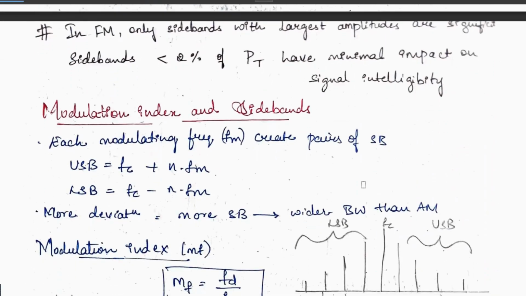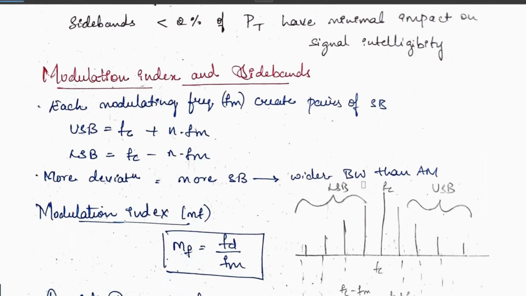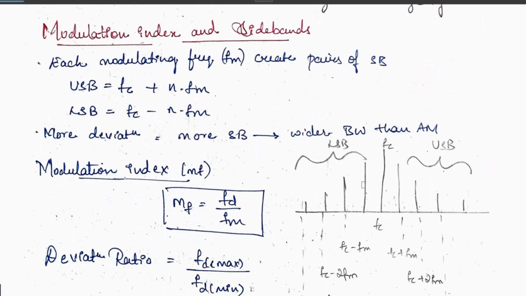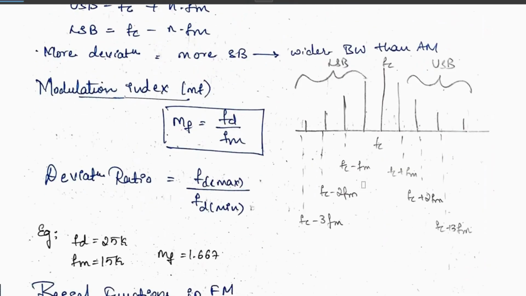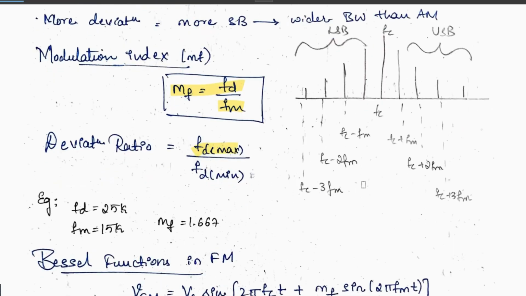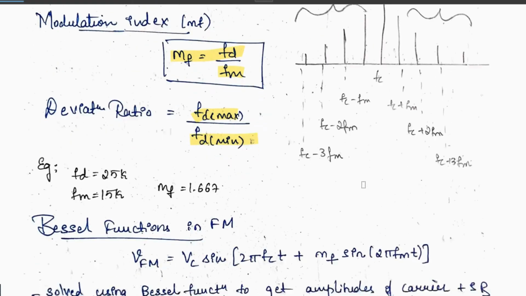Next is the modulation index and the sidebands. Based on this, you can expect a problem. Each modulation frequency creates a pair of sidebands, that is, USB is equal to FC plus N times FM, and LSB is equal to FC minus N times FM. More deviation means more sidebands, that is, wider sidebands than AM. The modulation index of the frequency is given by FD divided by FM. Deviation ratio is FD maximum divided by FM maximum.